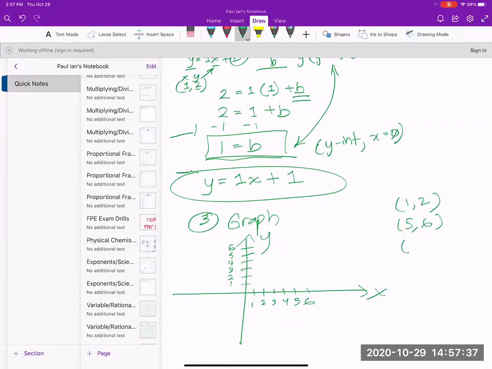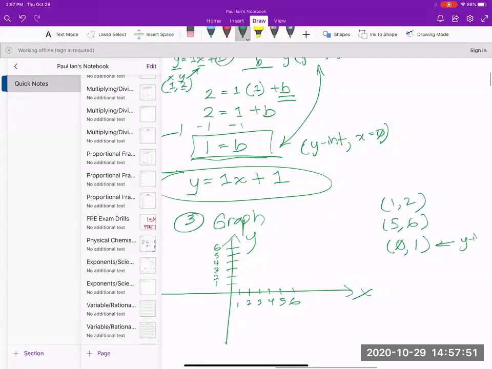And then we have this other guy, 0 and 1. How did I get this one? This is the y-intercept. This is the y-intercept.